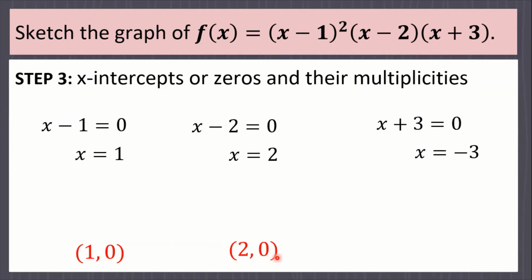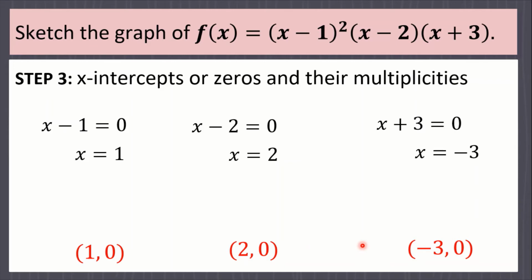Next, we have the last factor, x plus 3 equals 0. So, x equals negative 3. So, it can be represented in this ordered pair. We have negative 3, 0. Pansinin ha, ang mga points natin, ang x-intercepts, itong mga values ng x, and then ang mga y niya ay 0. Kasi itong mga points na to ay makikita nyo sa x-axis lang.